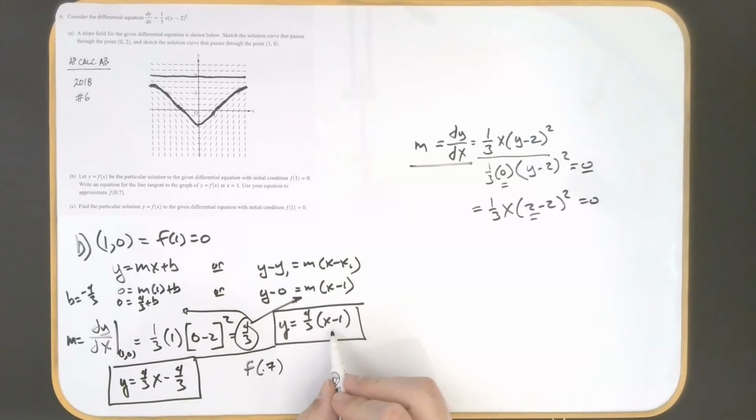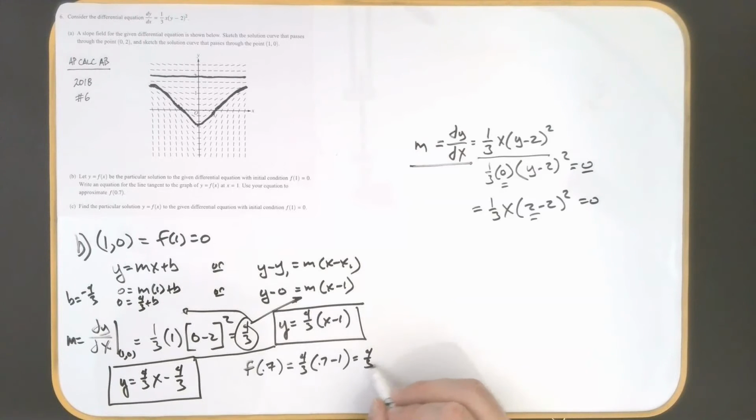If we put 0.7 in there, we have 4/3 times 0.7 minus 1. Well, 0.7 minus 1, you're going to get negative 0.3, which would be 3/10. So we would get 4/3 times negative 0.3. And 0.3 is 3/10, so I'm going to say 4/3 times a negative 3/10.